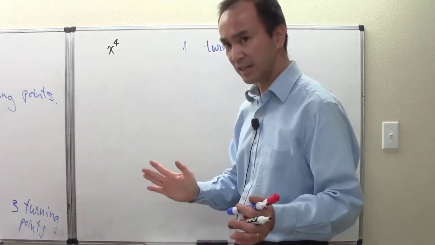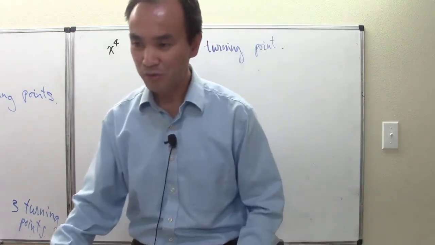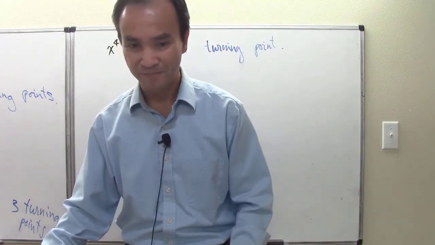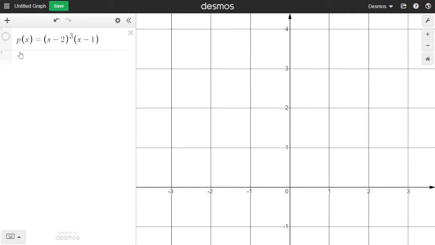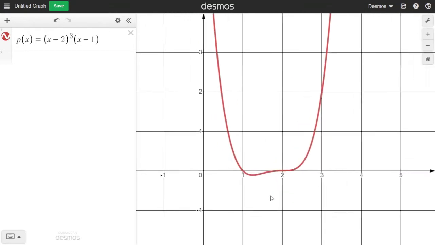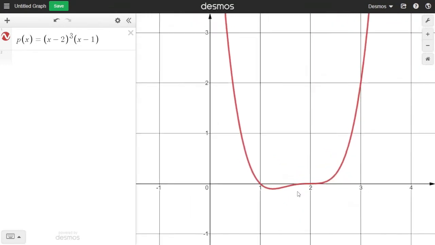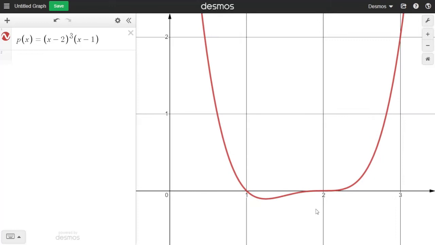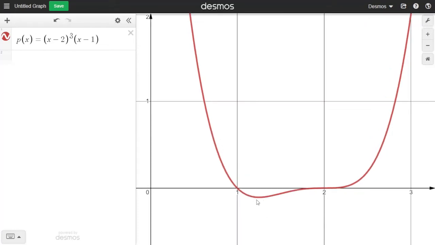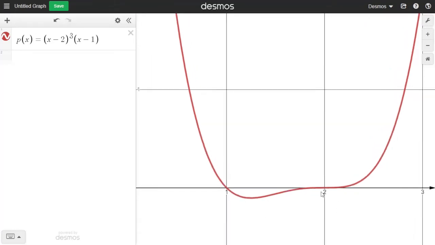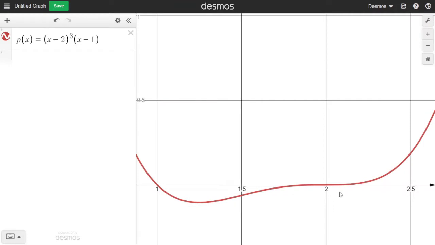And then let's look at another one. Back on my Desmos graphing utility again. We now have another fourth degree polynomial on Desmos. Let's look at the graph. This time the graph has only one turning point, because right here it's a flat out point.